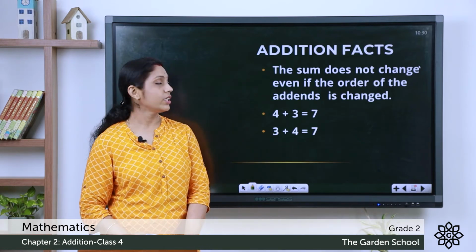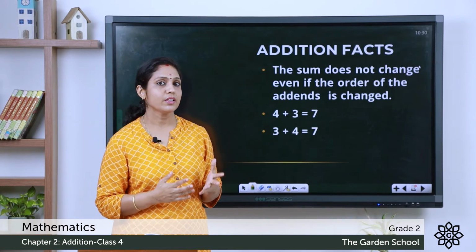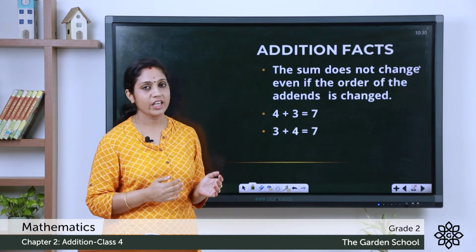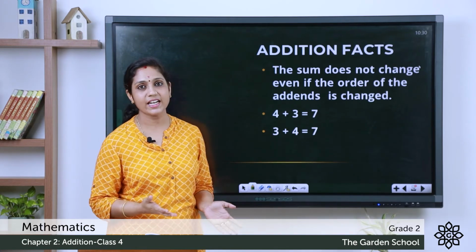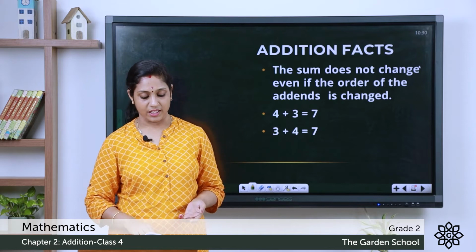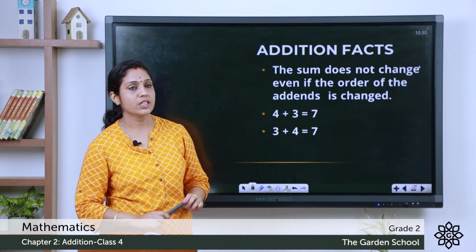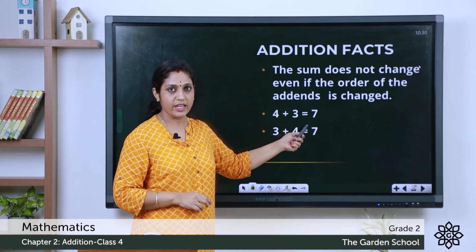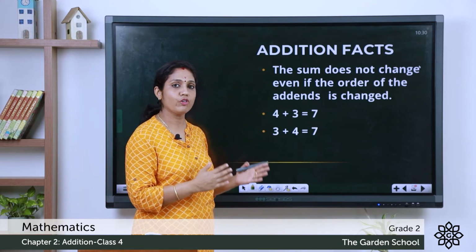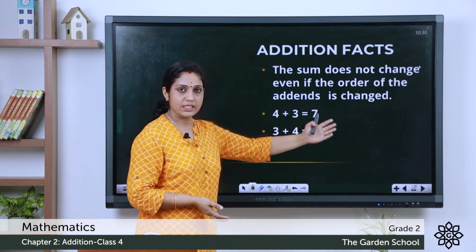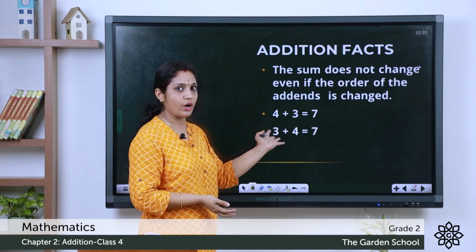Today we are going to learn the addition facts. The sum does not change even if the order of the addends is changed. That is, we have 4 plus 3. First 4 is written, second 3 is written. And what is the answer if we add 4 plus 3? It is 7. Let's change the order of the numbers.